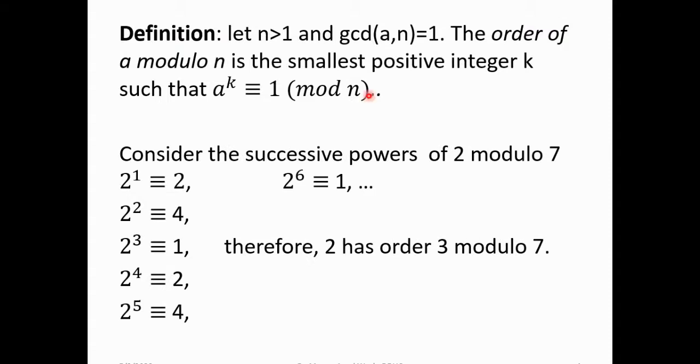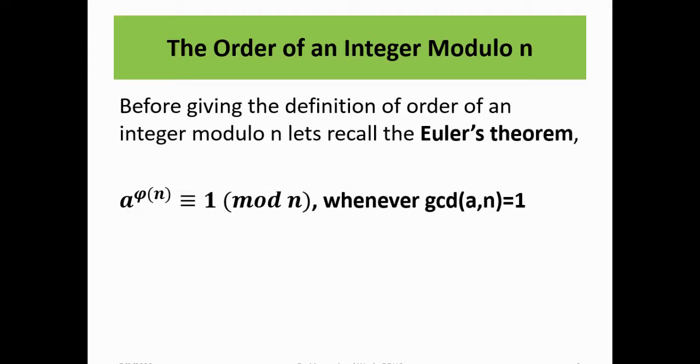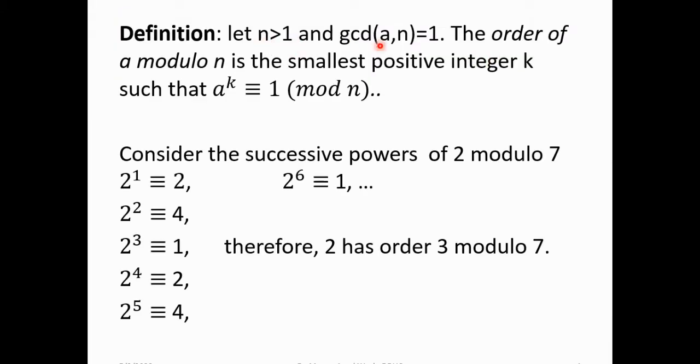Now let us see the definition of order. Let n be greater than 1 and a and n relatively prime. The order of a mod n is the smallest positive integer k such that a to the power k is congruent to 1 mod n. So this condition, a and n are relatively prime, of Euler's theorem is also here.